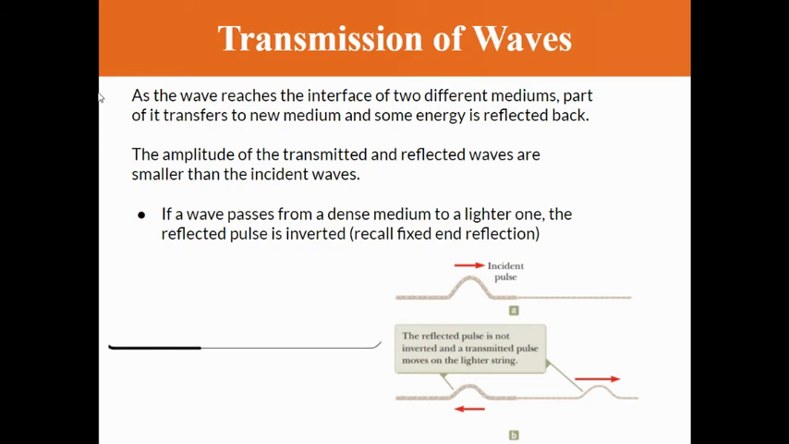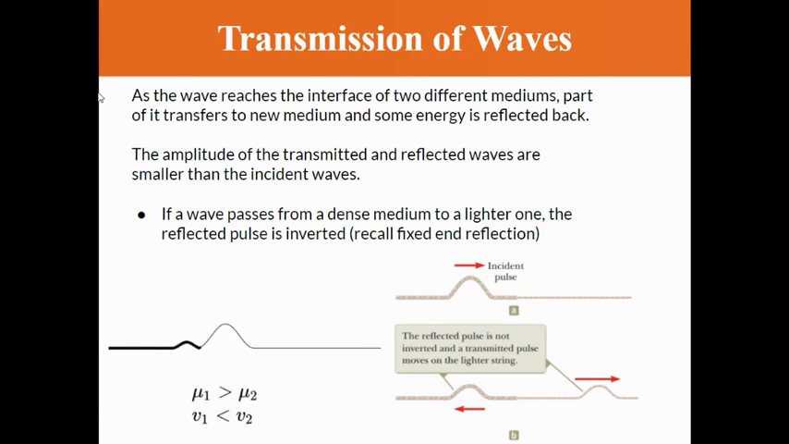Now, in the case that you're sending a wave from a dense medium, so think of a heavy rope that's attached to maybe a thin guitar string, then what you'll get is that at the interface, you'll get two pulses. One gets reflected back on the left with the same orientation, just moving left, and then the transmitted pulse keeps moving to the right. And you see in this GIF that the height of the two pulses is lower than the original.